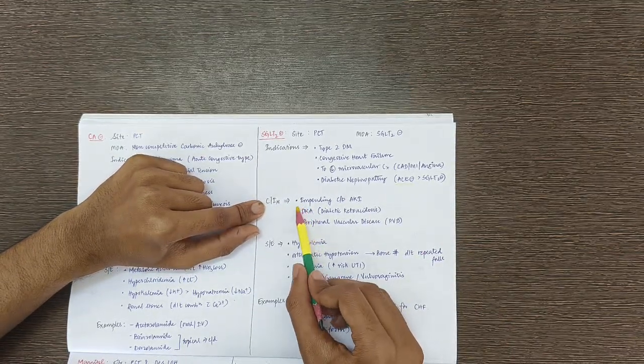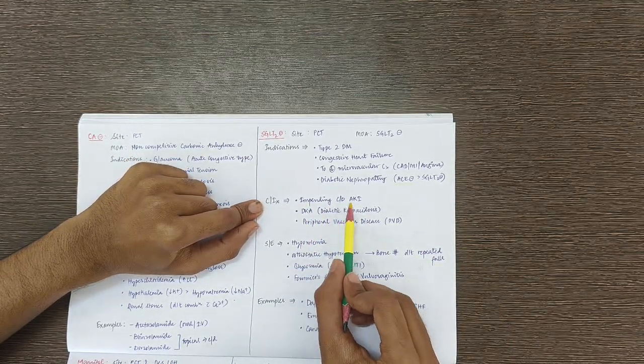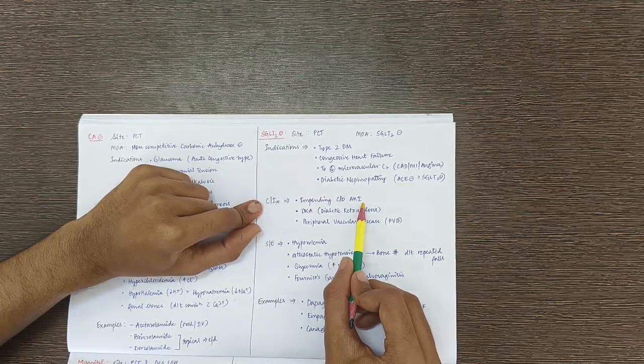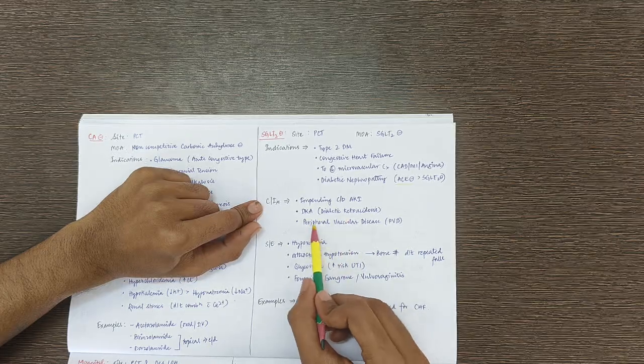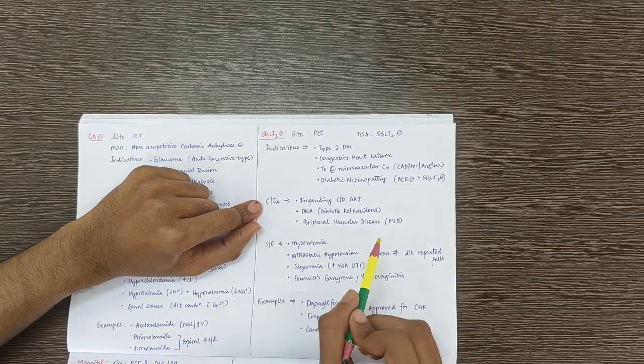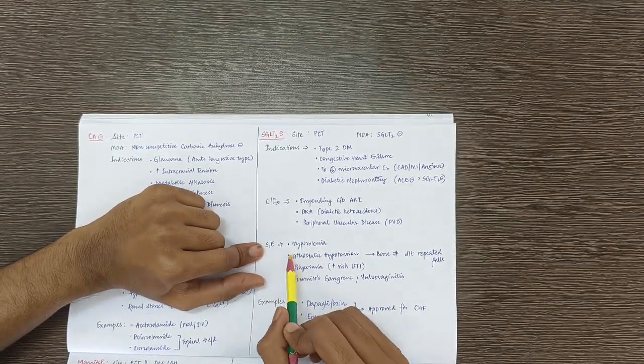Contraindications: they are not indicated in impending acute kidney injury, that is AKI, you are not going to give it. Then diabetic ketoacidosis, then peripheral vascular disease, these are contraindicated. Next, side effects. What are the side effects?